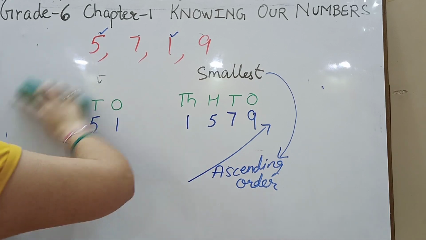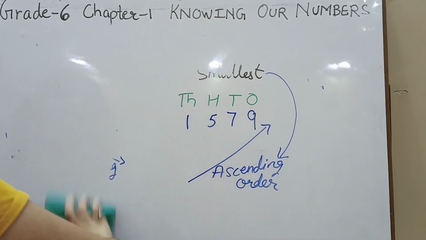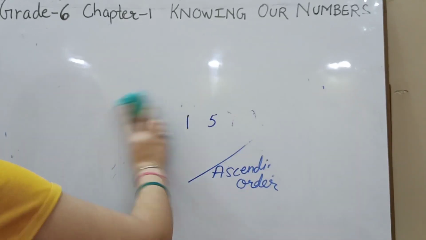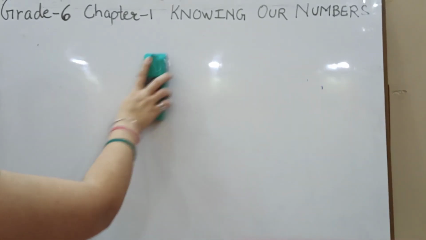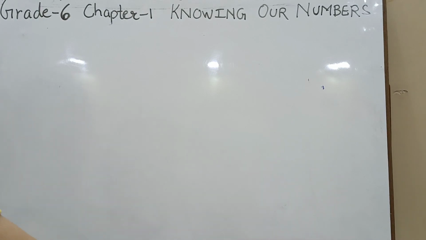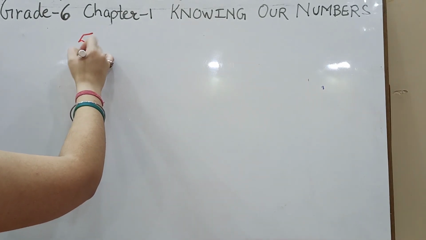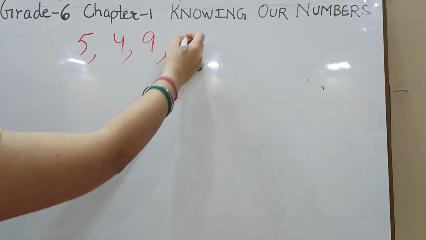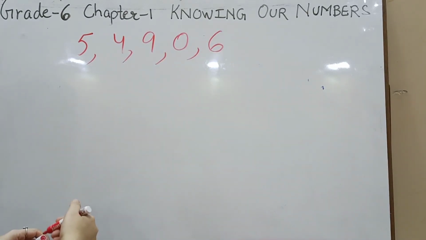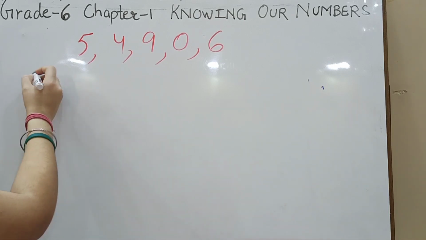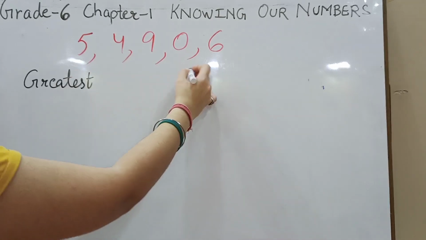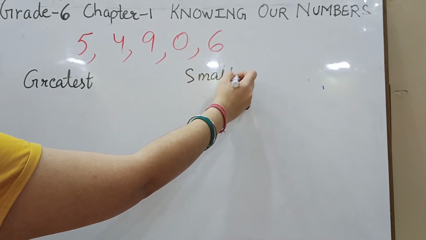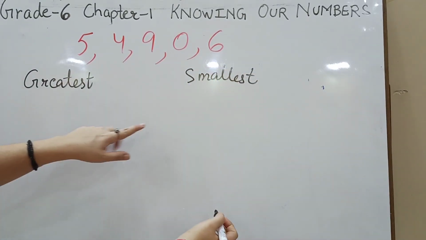Let us see if I get a question where 0 is involved. Now 0 is a number that needs to be fixed at certain places. If I tell you, I have given you digits 5, 4, 9, 0 and 6. These are random digits that I have given you, and again the question is the same. Form the greatest and the smallest. आपको कुछ नहीं करना है. अब greatest and smallest, how many digits?